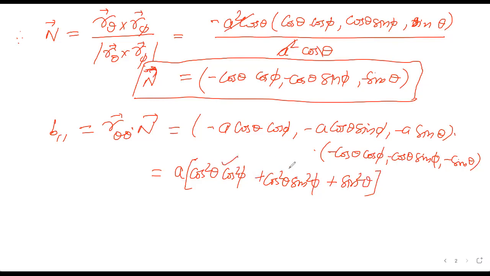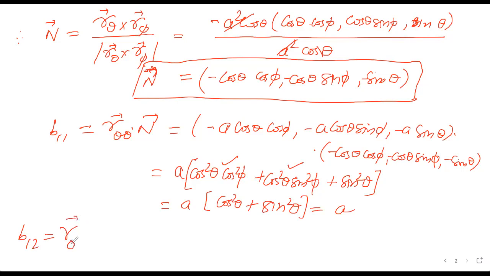Now here I can take cos square theta common. So how much do you have? Cos square phi plus sin square phi, it is 1. And you have here sin square theta, so it is again 1. So you have a. Okay. This is your b11. Similarly, you can find b12.